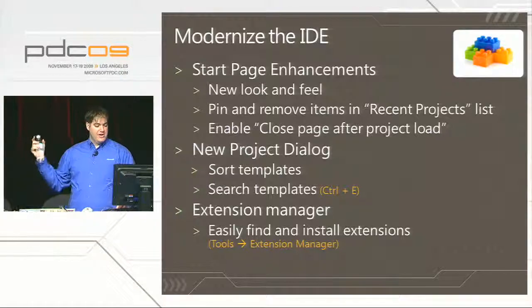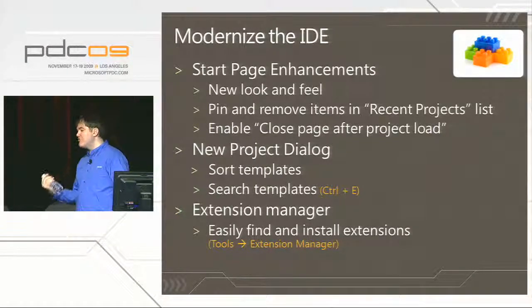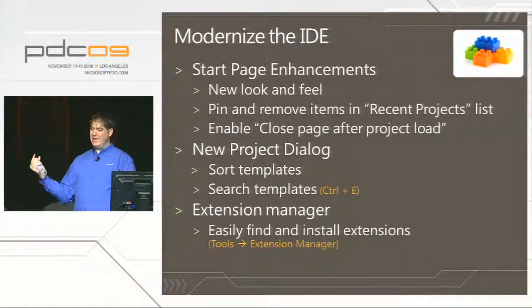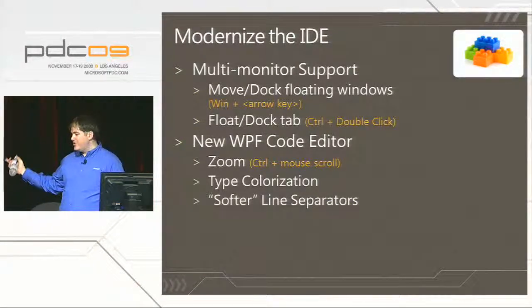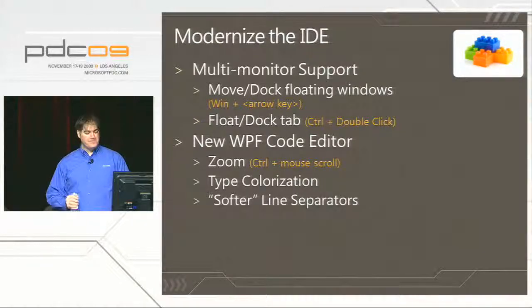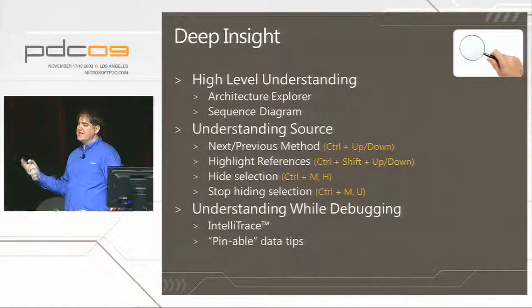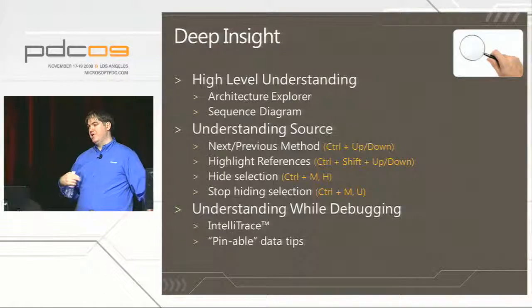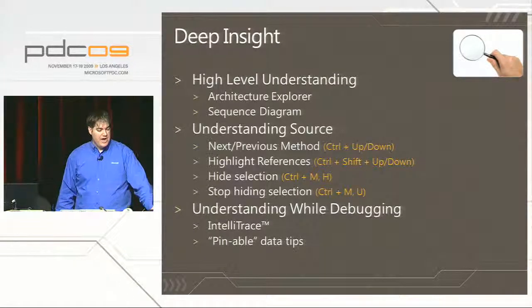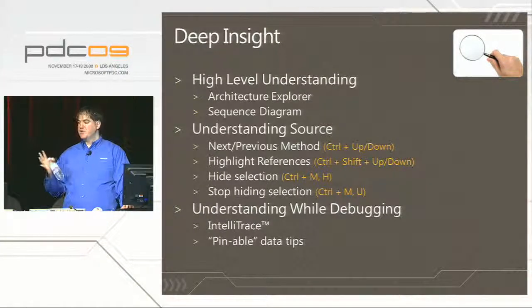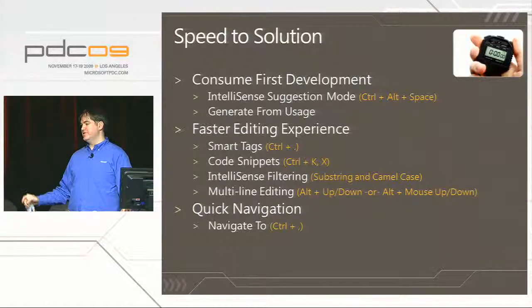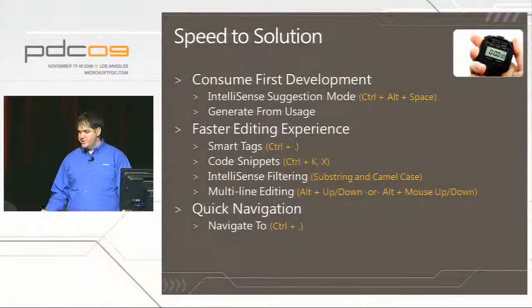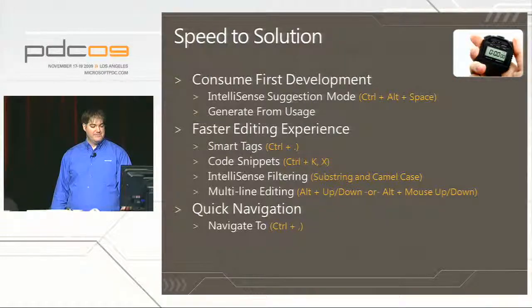So we talked about the smart page enhancements, the new project dialog, that Control E being very key to that one, and the extension manager. We talked about the multi-monitor support, the new editor. We also looked at some deep insight tools, so the Architecture Explorer, the sequence diagrams. We looked at some ways to understand source better when debugging and to understand source when you're looking at it in coding. And then finally, some of the things we just saw, like consume first development, and some of the things that are available for that, generate from usage, and the suggestion mode.